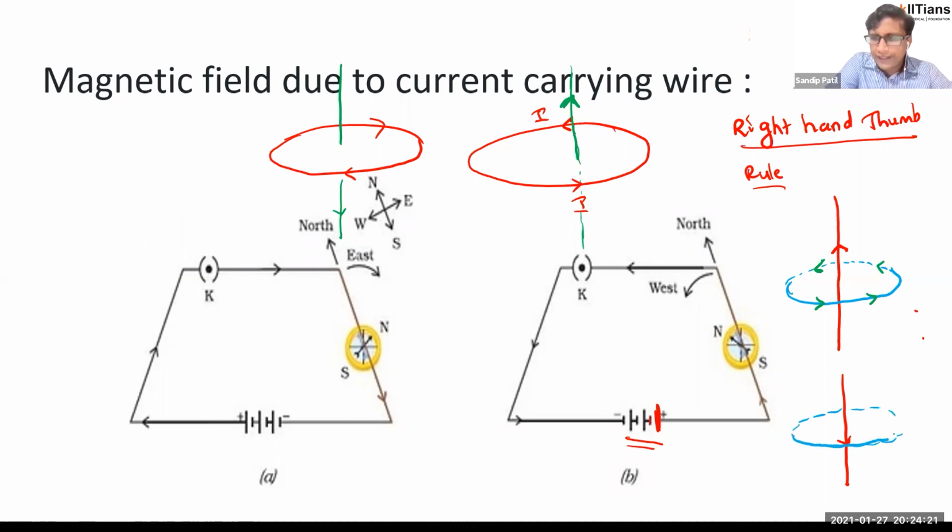This is the front side, right? Dotted is the back side, and the direction will be like this, opposite to the first case, we can say. So these are the different cases for the straight conductor as well as the circular loop, right? Okay. Now let's move to the next part.